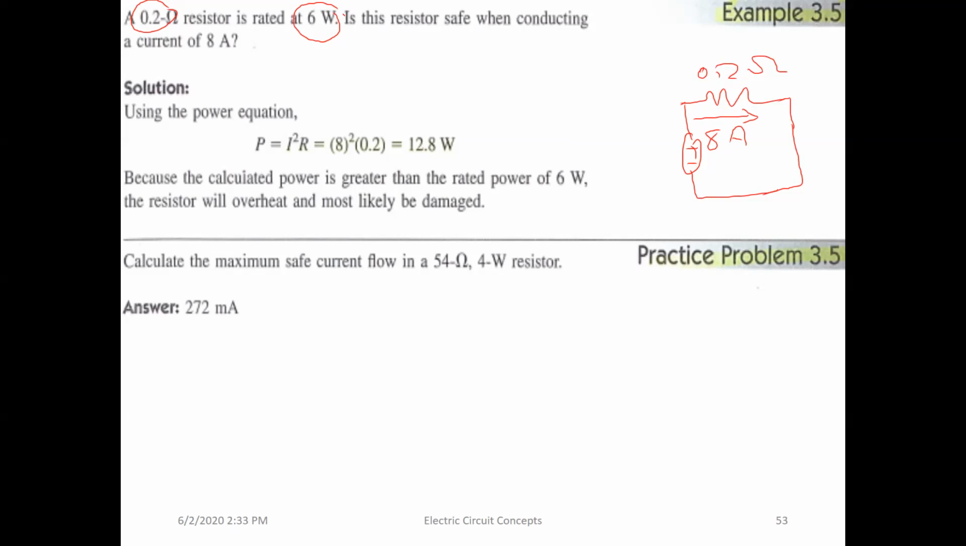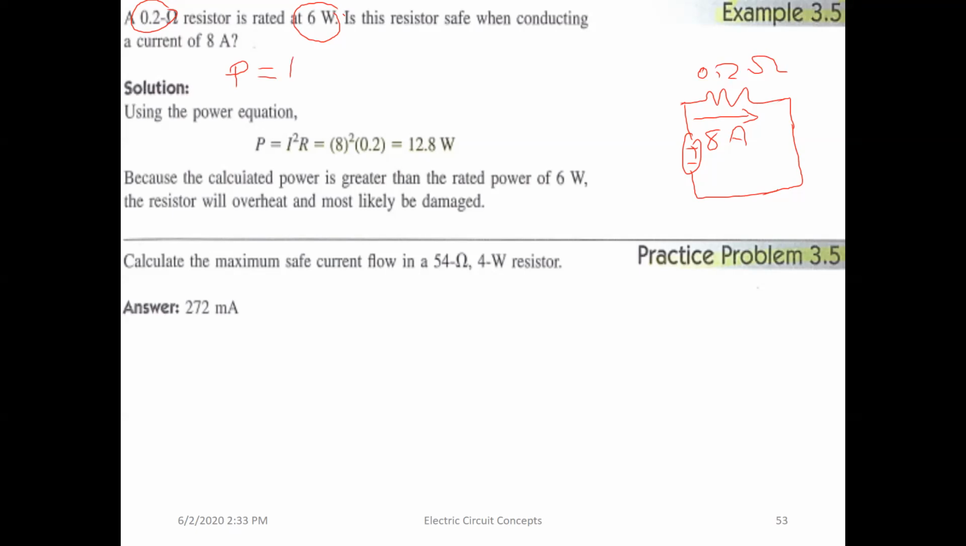So when there's a current flow through that resistance, it will produce power. The units of the power are watts. Now those watts will be in terms of heat. So in this example, I need to be sure that this resistor is safe. It's not going to be damaged. To do that, I need to determine what power will be consumed or dissipated by the resistance of 0.2 ohms if 8 amps flow through that resistance.